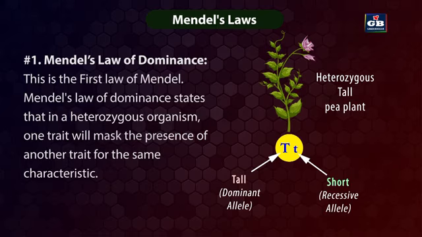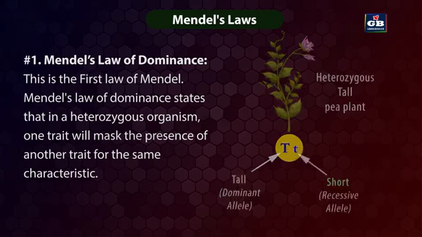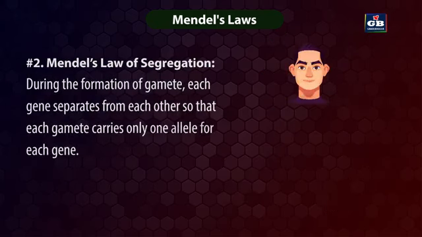Mendel's law of dominance states that in a heterozygous organism, one trait will conceal the presence of another trait for the same characteristic. Next, Mendel's law of segregation. The parent cell will have two genes for controlling a character, but when it forms gametes, each gamete will have only one allele or gene for that character.